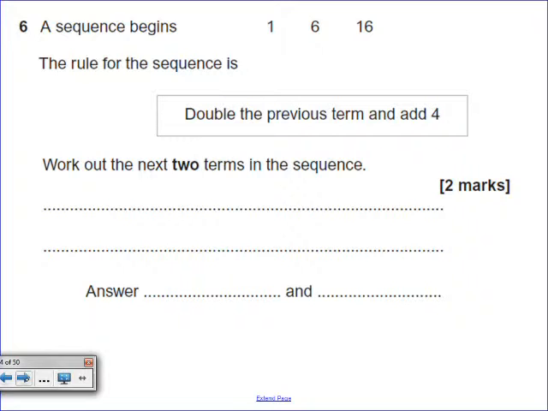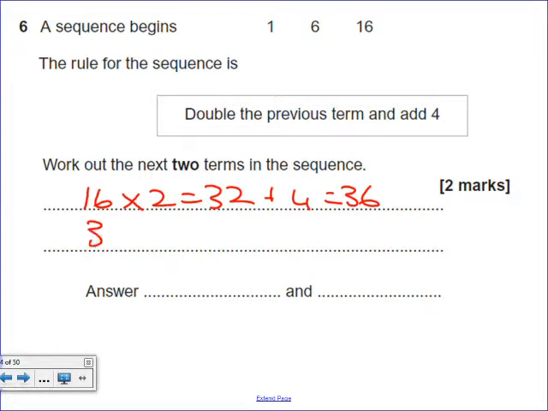So nice and straightforward. This is that exam paper that I handed to you to go away and look at. You're starting at 16, it says double the previous term, so you multiply it by 2 to get 32, and then you add 4 to get 36. You then have 36, which you need to double, which is 72, add 4, which is 76. Happy?